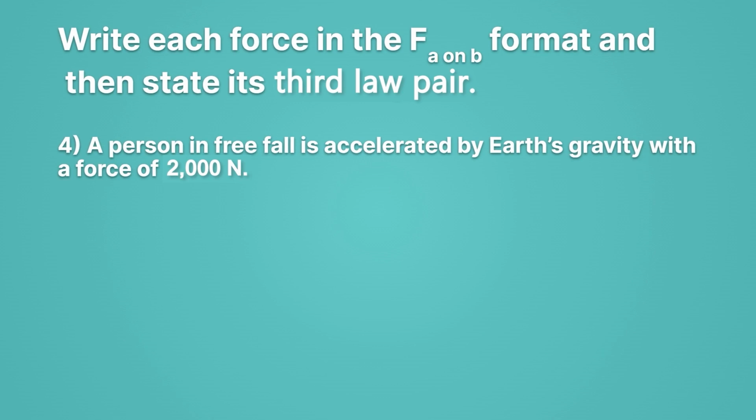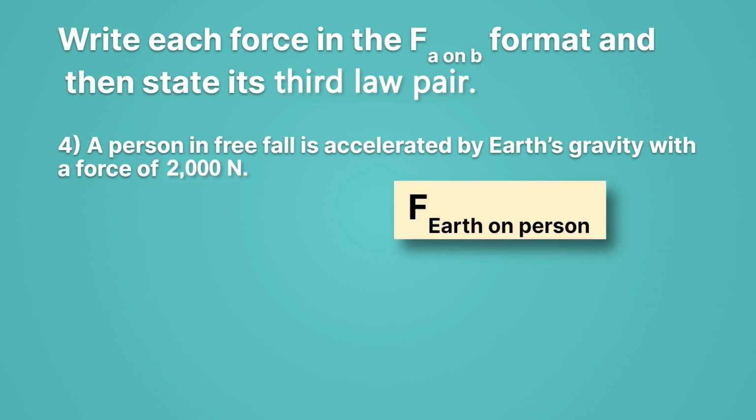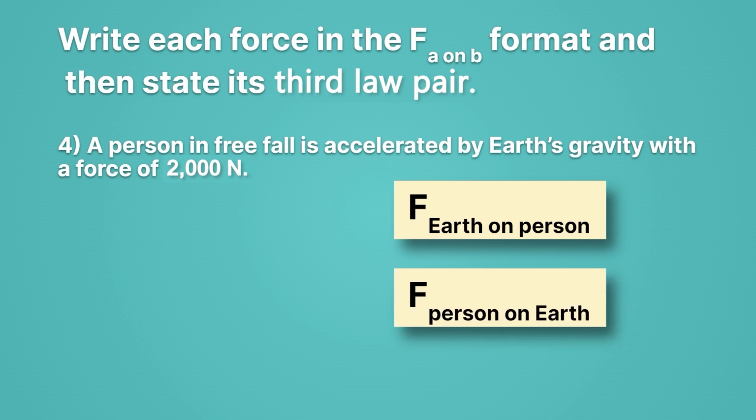A person in free fall is accelerated by Earth's gravity with a force of 2,000 newtons. All right, this one's for you. Pause the video, see if you can figure out this third law pair. Did you get it? Well, the Earth is accelerating the person, so the force of Earth on person is the first force we're describing. The equal and opposite force is going to flip-flop that. And it's going to give us the force of the person on the Earth.